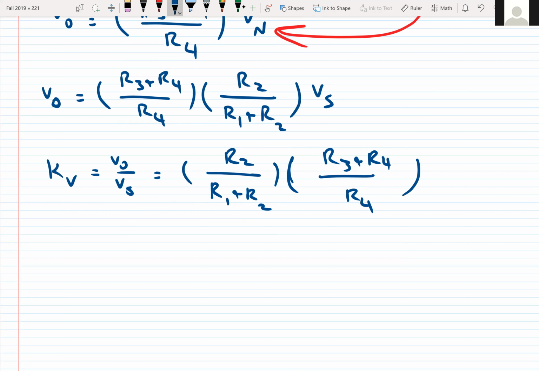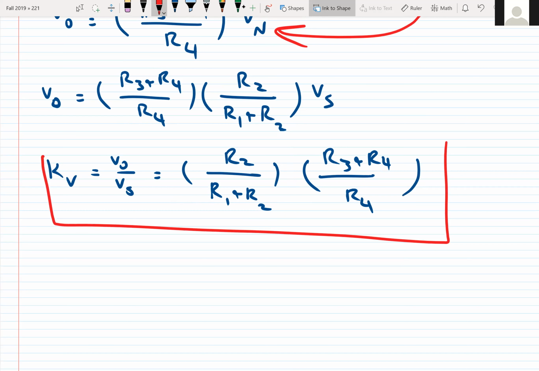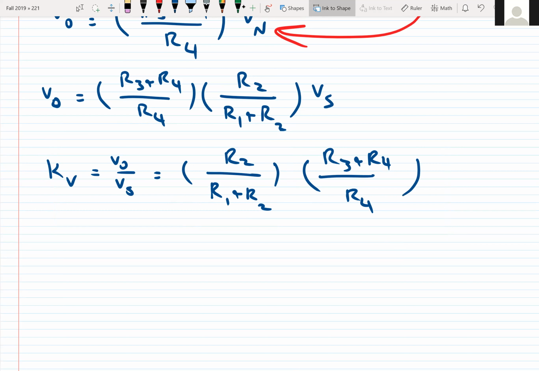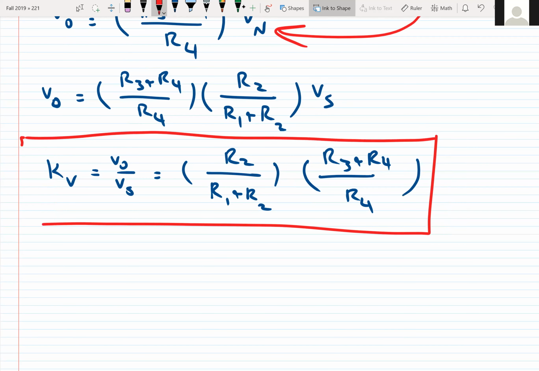So this is the characteristic of this amplifier. Is it an inverting amplifier or a non-inverting one? Who knows?